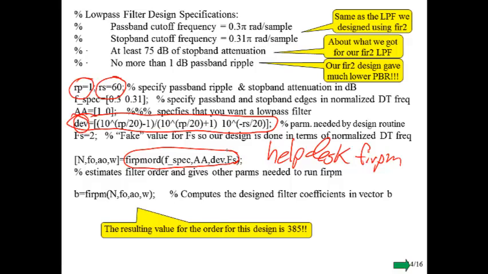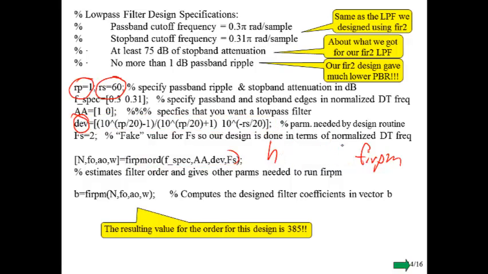And so when you run FIRPMORD, it gives you an estimate of the order that you'll need, but it also generates a few other things that you can put directly into FIRPM. So you run FIRPMORD and you get 4 things returned, and then you put those 4 things directly into FIRPM, and it designs the filter. Now, you should still check to make sure that it is meeting your requirements.